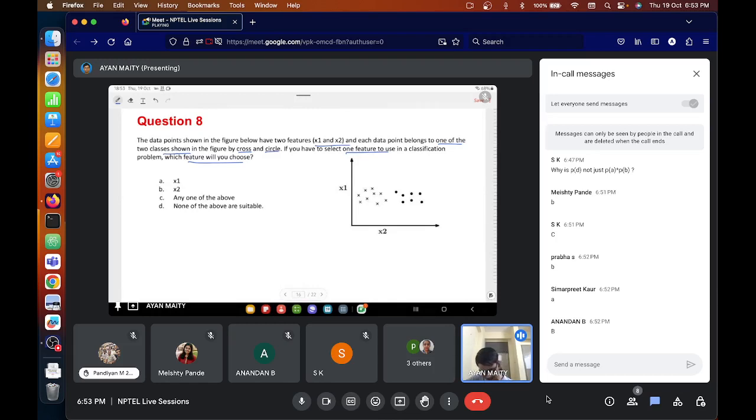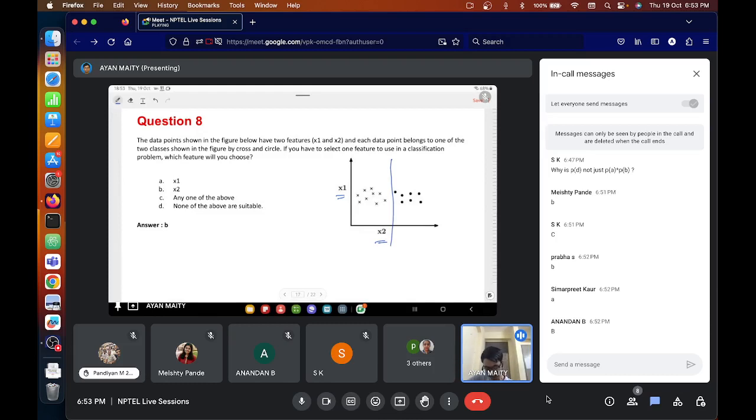So in this question, the correct answer is option B. Option B is the correct answer. There are two features x1 and x2 and the points are plotted. From this you can see that this is one cluster, this is another cluster. As these are the two clusters, if you have to use one feature for classification to classify these two classes, you can see that if I draw this straight line, it would simply divide the two classes.